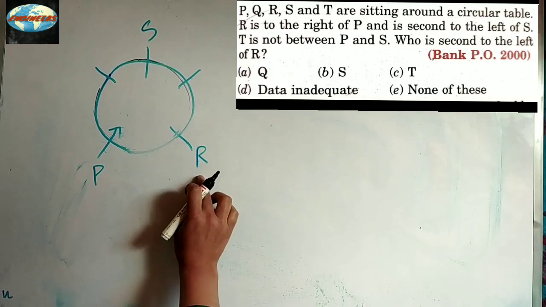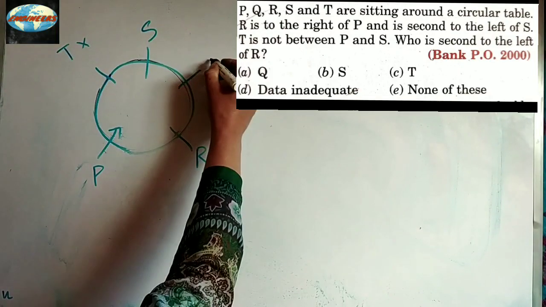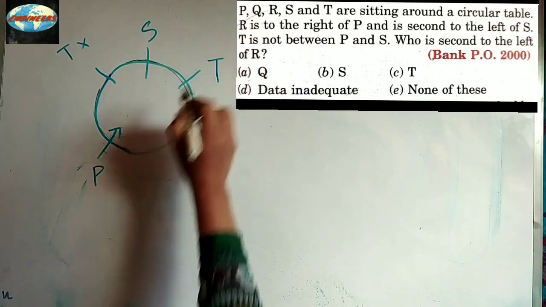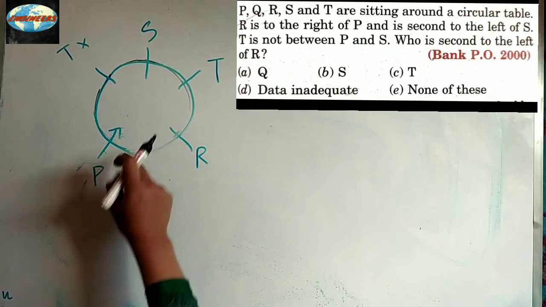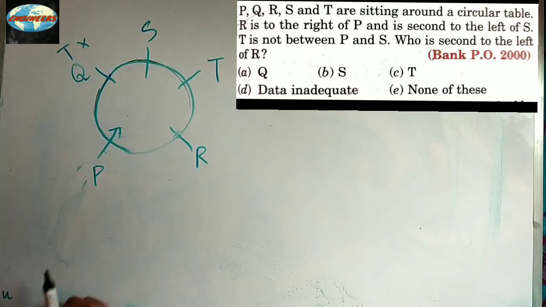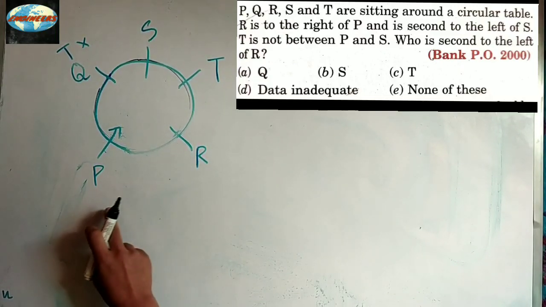T is not between P and S. T is not over here. So obviously T is over here. So we are left with Q. So we have to place Q over here. Now the question is, who is second to the left of R?